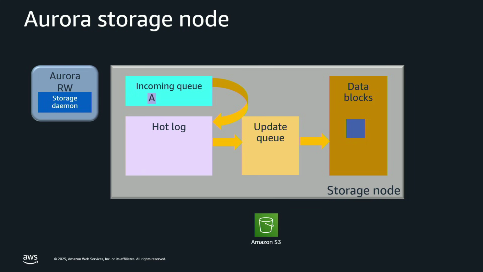It comes into this incoming queue. That's in memory, so we drain it from the incoming queue to the hot log. That goes to disk. Now we can acknowledge it because it's safe on the disk. Then we do it again. Here comes write C, goes into the incoming queue, goes down to the hot log, acknowledge.